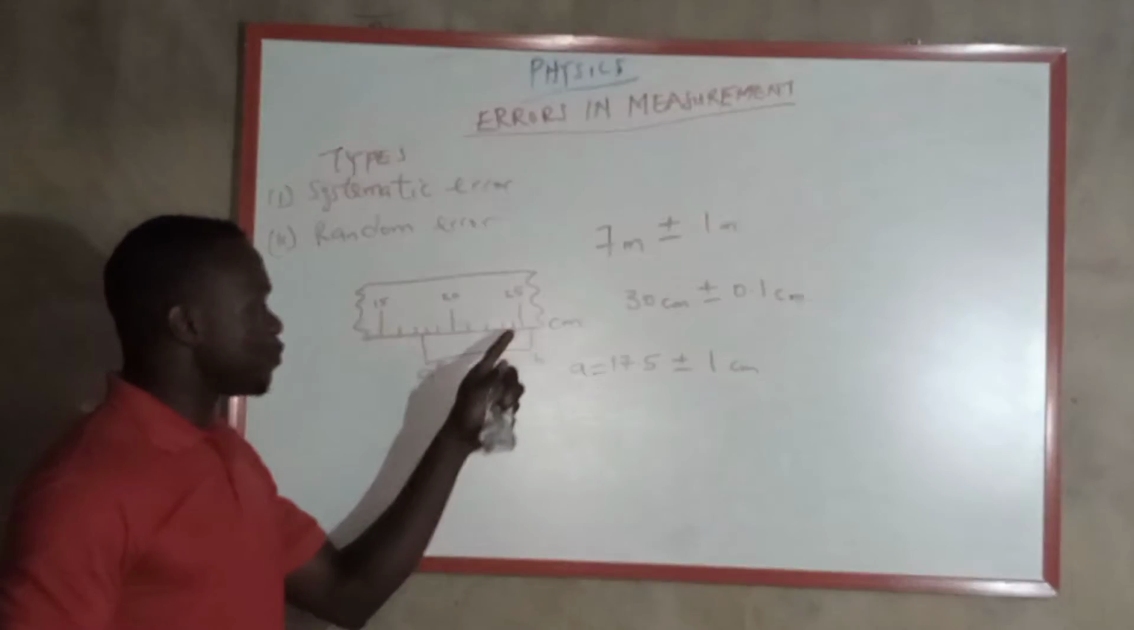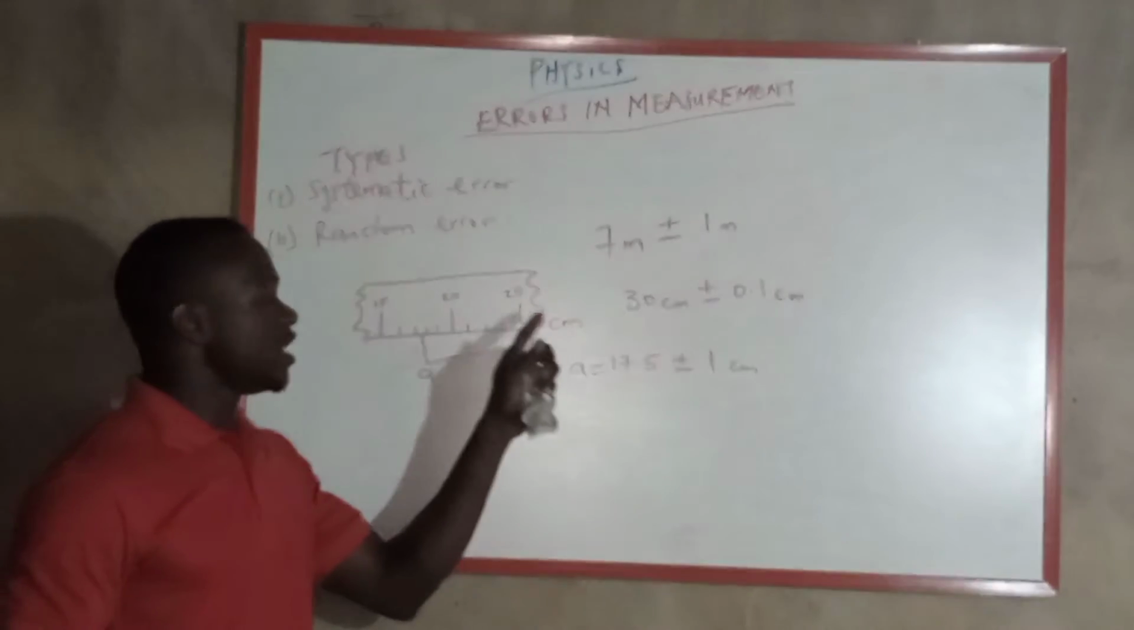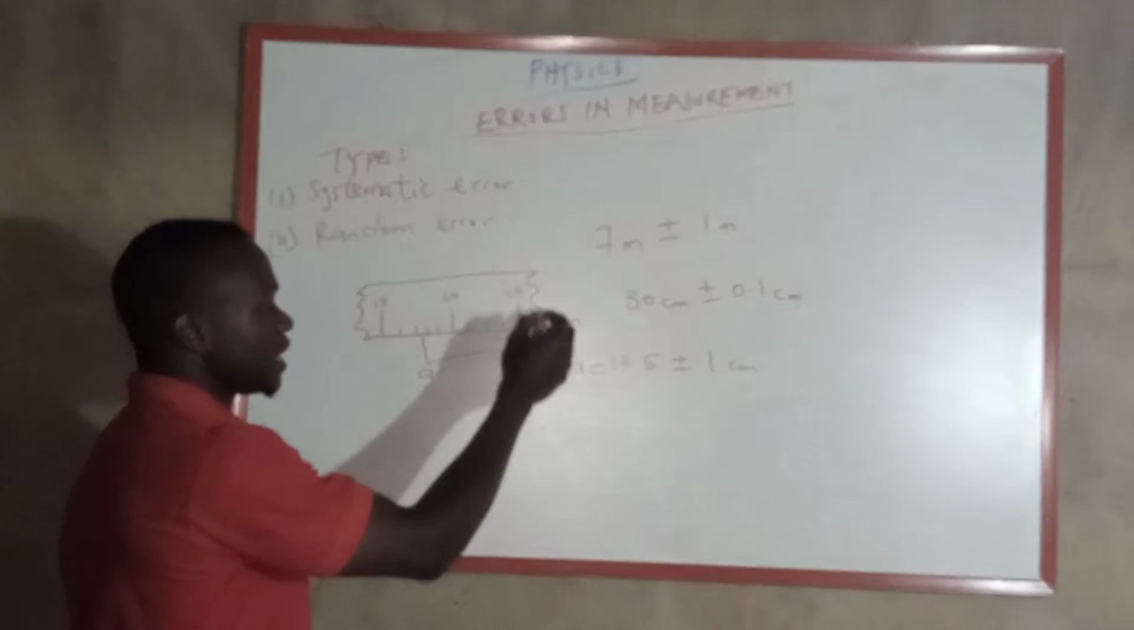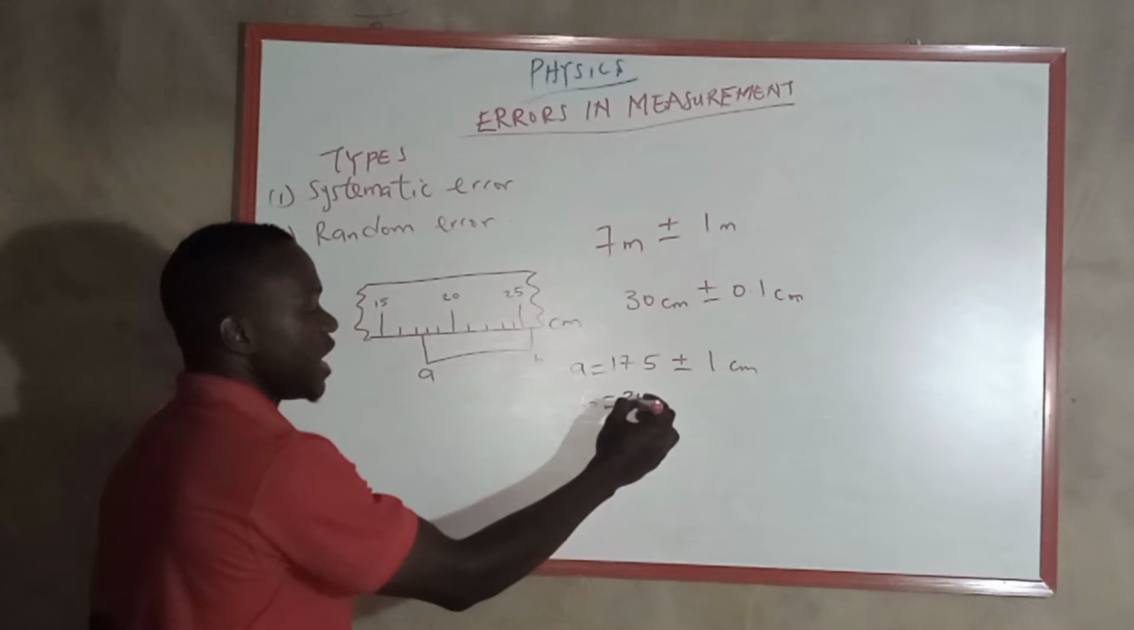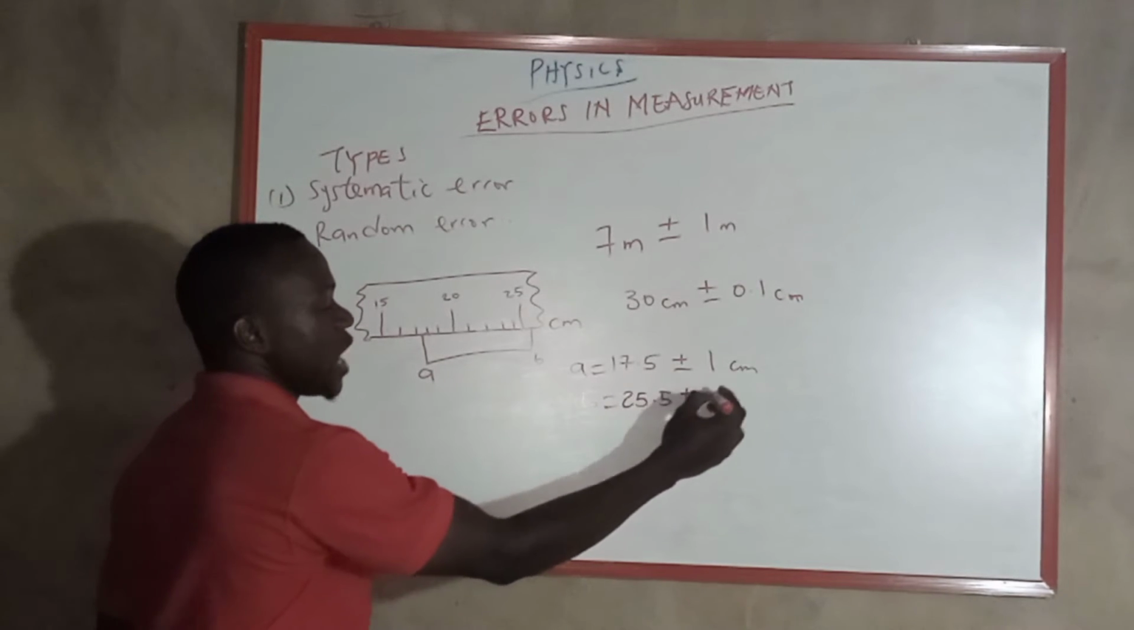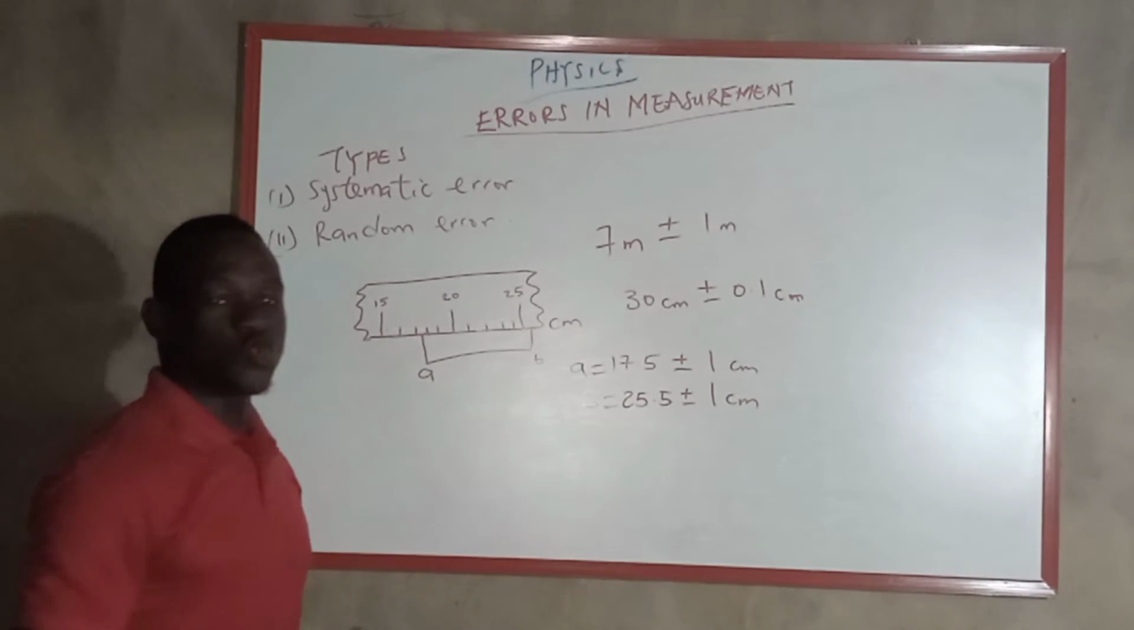Now let's consider point B. Point B is after 25. It is not yet at 26 because there's no calibration there after. So that means our B is 25.5, and we have our error as plus or minus 1 cm.